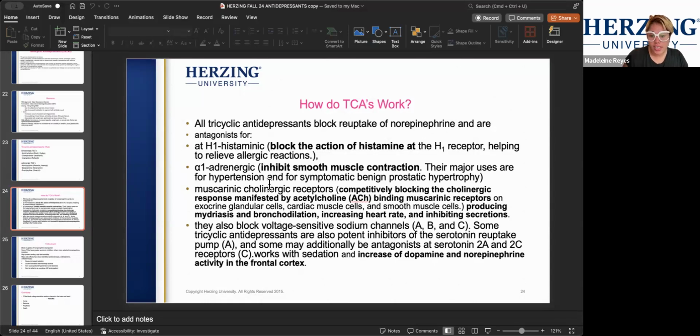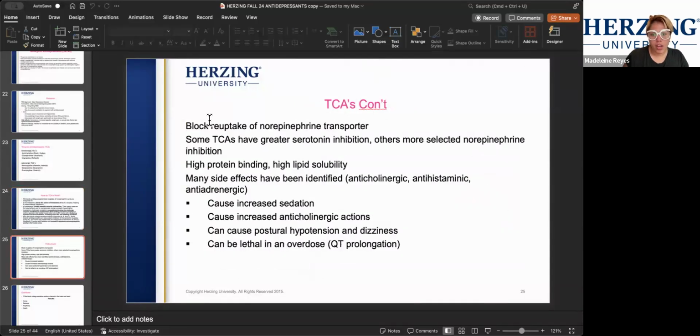They also block voltage-sensitive sodium channels on A, B, and C. Some tricyclic antidepressants are also potent inhibitors of the serotonin reuptake pump, and some may additionally be antagonists of serotonin 2A and 2C. Works with sedation and increase of dopamine and norepinephrine activity in the frontal cortex. Now, with TCAs, they block reuptake again of the norepinephrine transporter. Some TCAs have greater serotonin inhibition, others more selective norepinephrine inhibition, high protein binding, high lipid solubility.